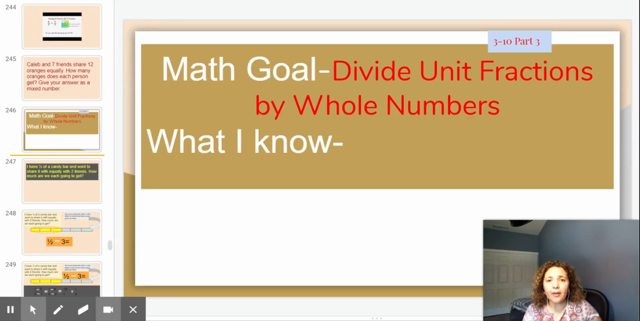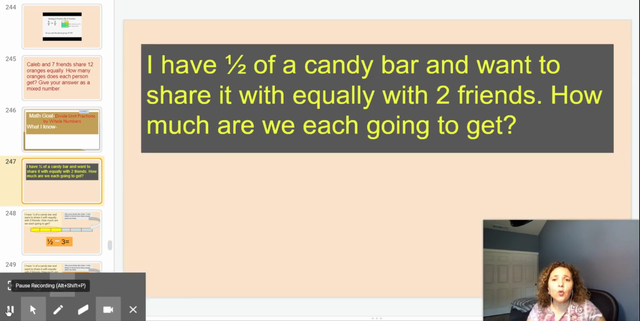All right, so write down your math goal in your math notebook. Our math goal is divide unit fractions by whole numbers. Write down what you know about dividing fractions and then come back to me. Okay, so here's our first question.